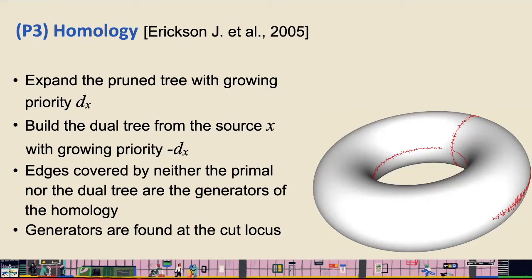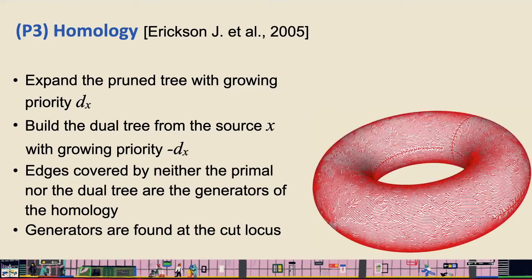We do that by applying a variation of the greedy homotopy basis algorithm proposed by Ericksson and colleagues in 2005. We start by expanding the pruned tree you see in the slide, although this time, rather than the Laplacian as priority function, we use the geodesic distance field based at the source x. And once this tree is fully expanded, the result looks like this. Note how a different choice of the priority function clearly affects the direction towards which the tree is expanded.